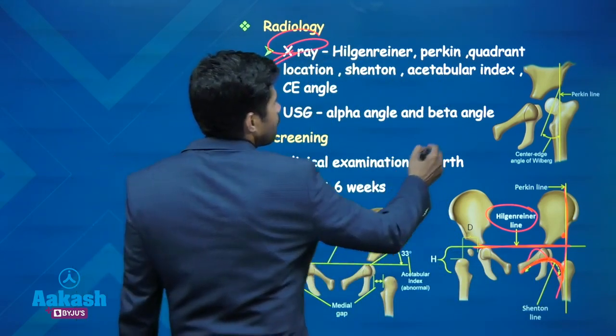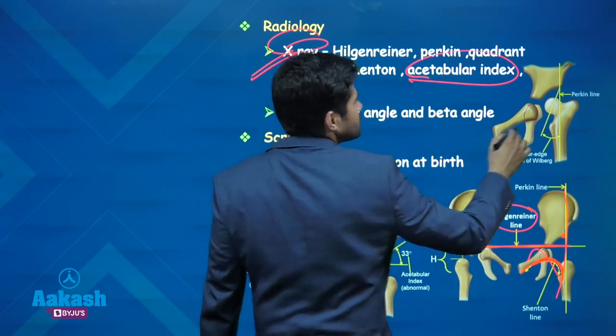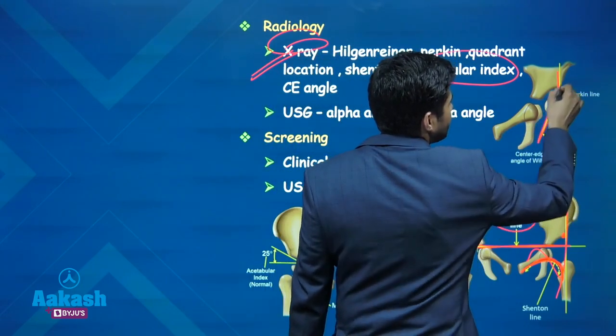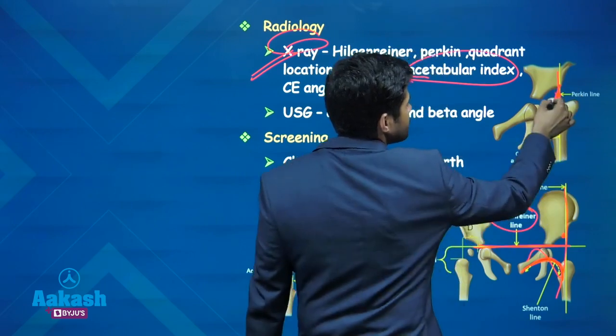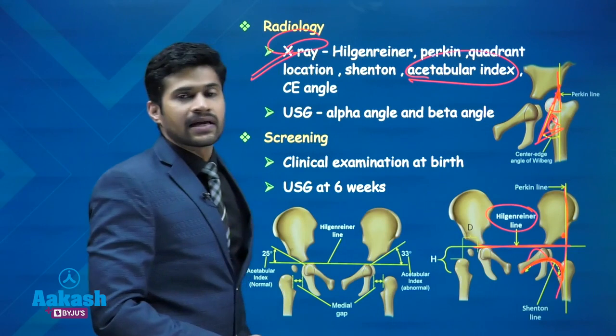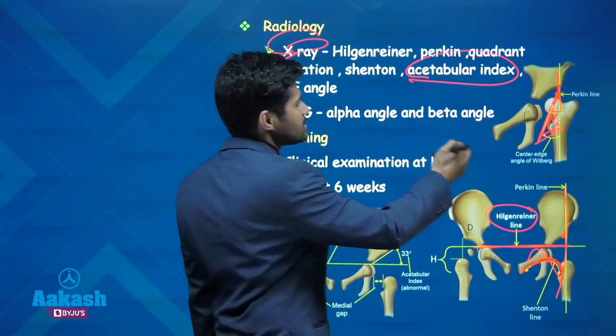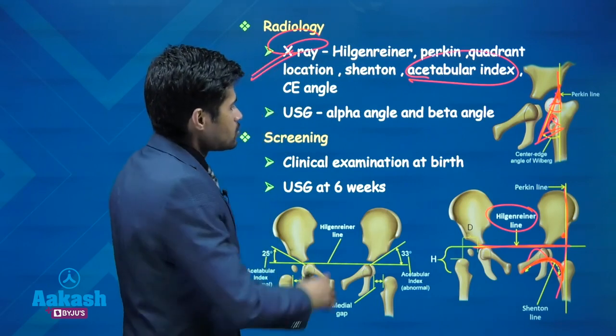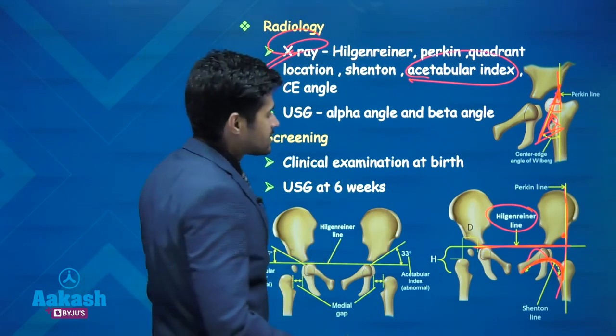Then we have the acetabular index, which is basically the angle between the Perkin line and a line joining the lateral border of acetabulum with the center of femoral head. Also known as center edge angle of Wiberg. In pediatric cases, this is the center edge angle of Wiberg, right? So these are the assessments that we do in X-ray.